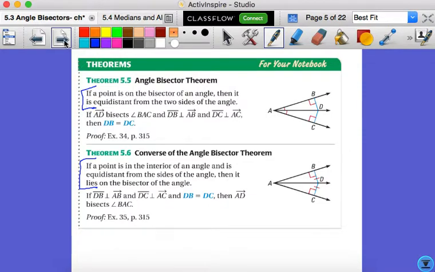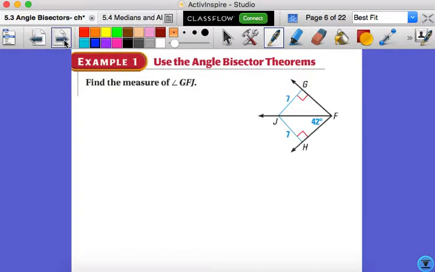Looking at our picture here, it says find the measure of angle GFJ. Because these two distances are 7, we can safely assume that this is also 42. So the measure of angle GFJ is 42 degrees.